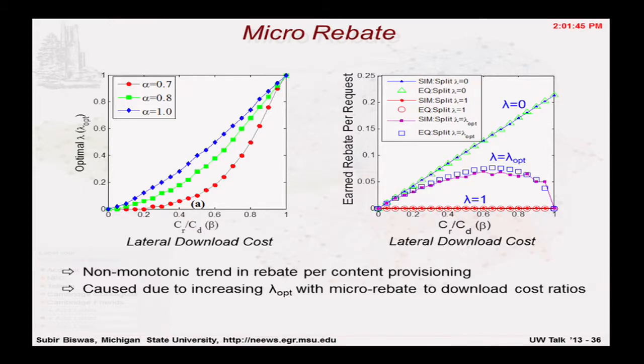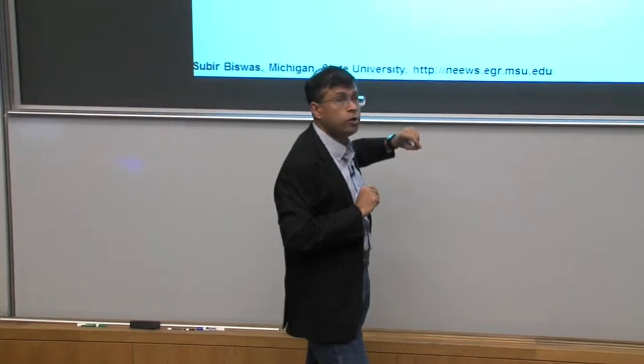It turns out that when lambda equals 0, you will have monotonically increasing rebate. That makes sense because lambda equal to 0 means that you don't have any duplication, which we are not going to use anyway. And when lambda equals 1, that means you have full duplication, so nobody is relying on someone else, and therefore your rebate is also 0 because there is no one to give the rebate to.